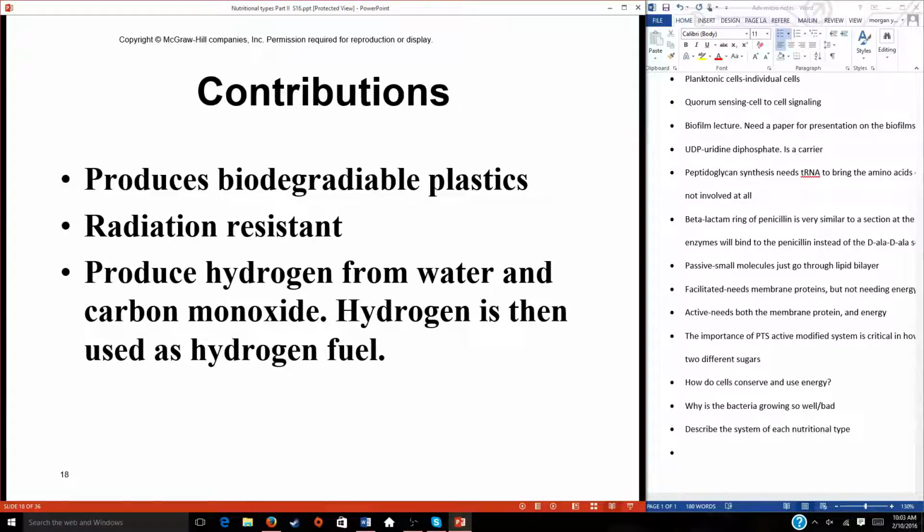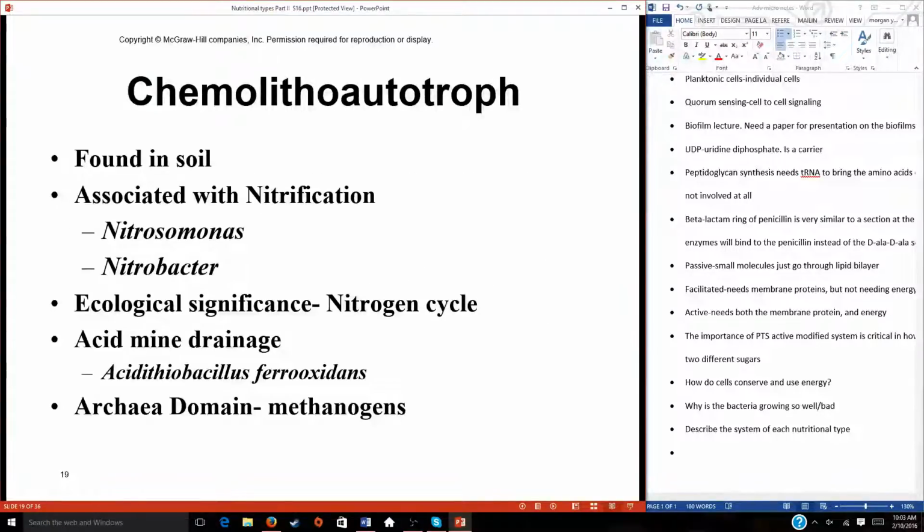So, oh wow, those organoheterotrophs are really cool organisms. I need to remember that. That's what they do. So be able to do that. The third one, this one you should remember.